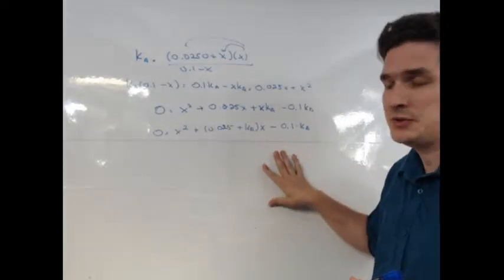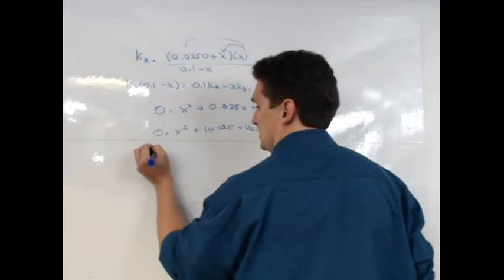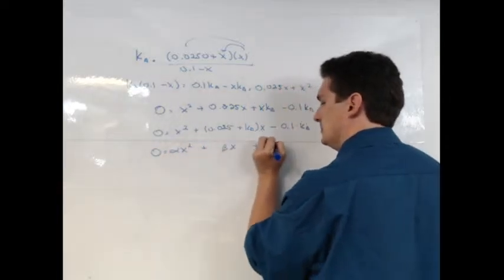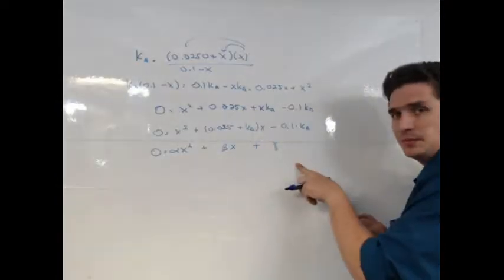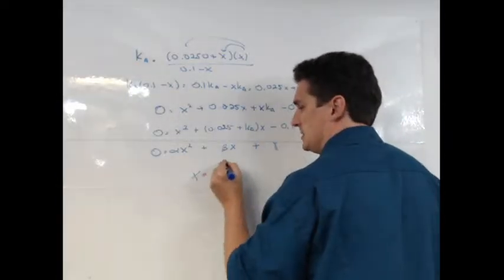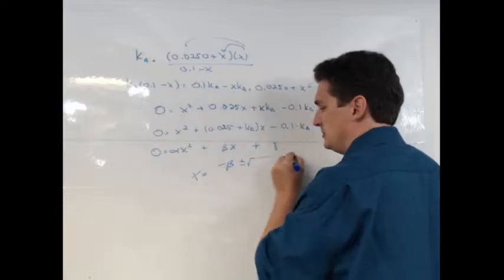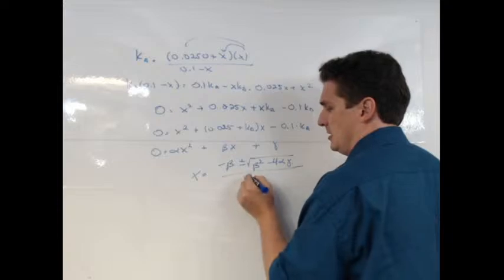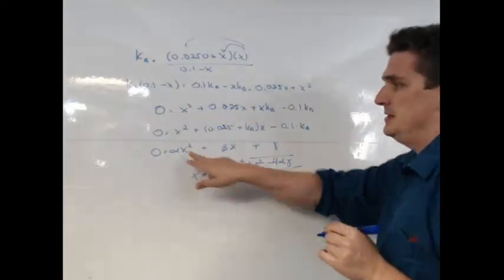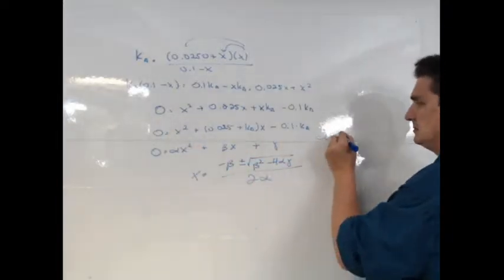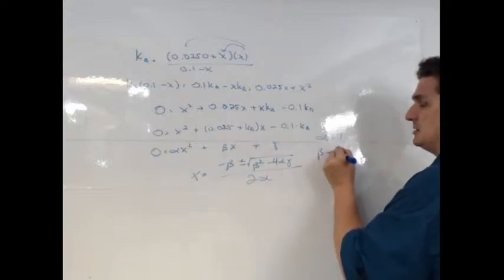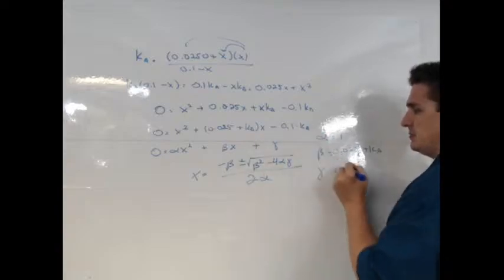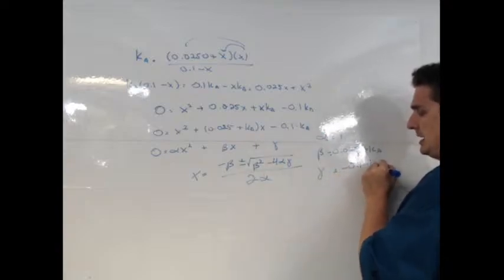From here, you have to use the quadratic equation. The quadratic equation says that for any equation of this form, X equals the opposite of b, plus or minus the square root of b squared minus 4ac, all over 2a. In this case, a is 1, b is 0.025 plus Ka, and c is minus 0.1 times Ka.